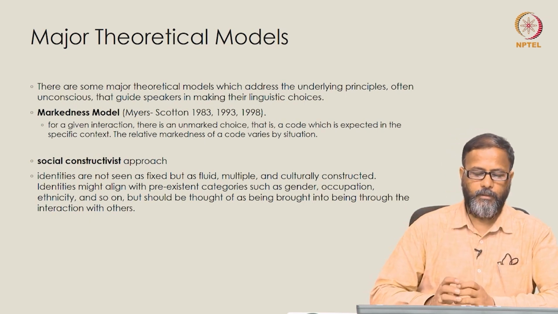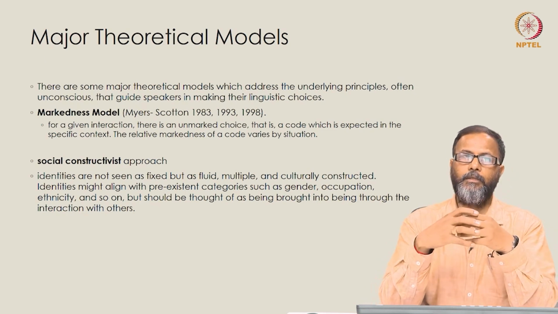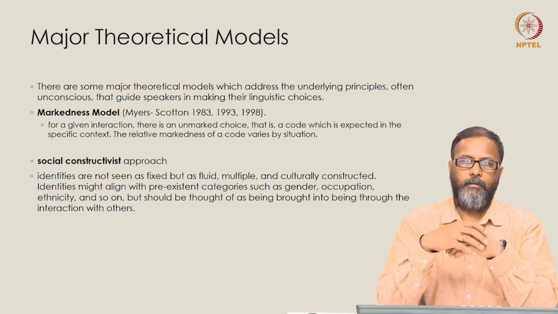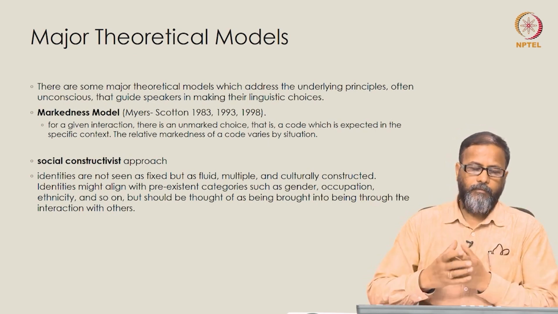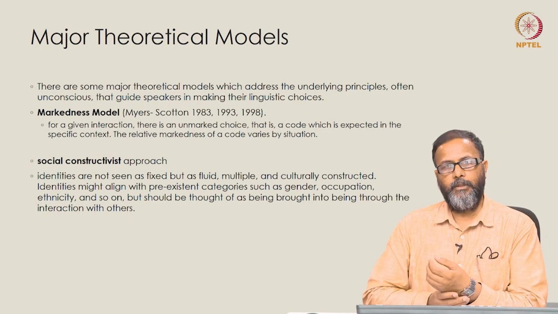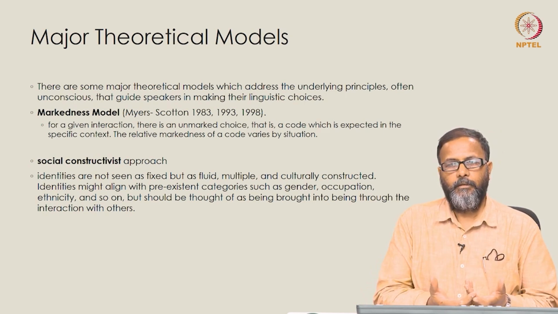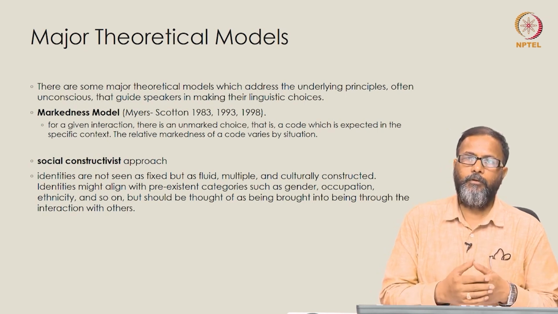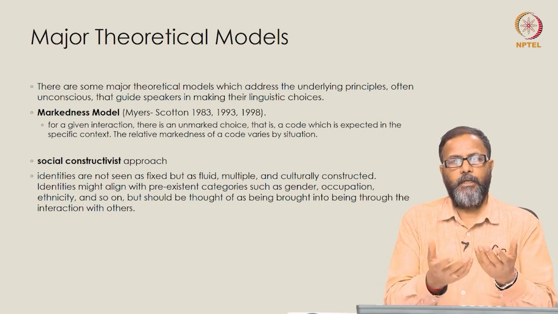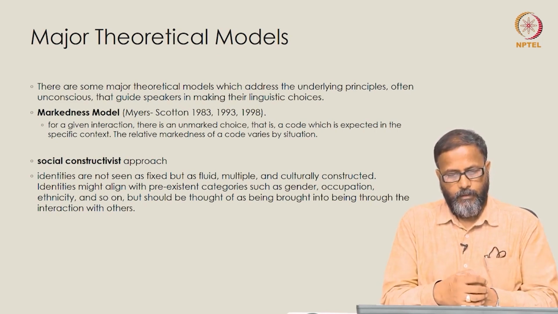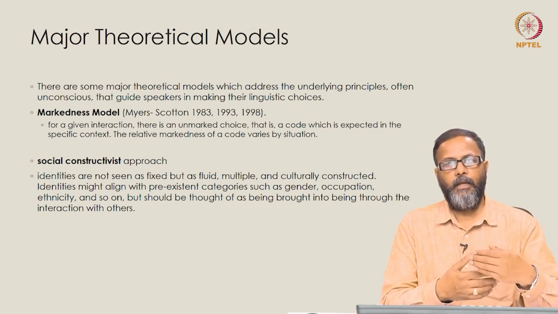One model, by Myers-Scotton in 1983, 1993, 1998, is called the markedness model. What does it mean? For a given interaction, there is an unmarked choice, a natural choice. Unmarked means natural, spontaneous, for which you don't have to make a choice. But sometimes it is marked, when you deliberately choose a different language or code to speak.